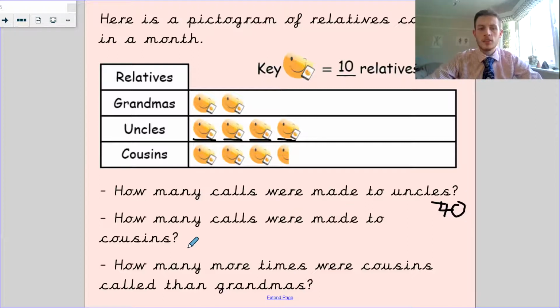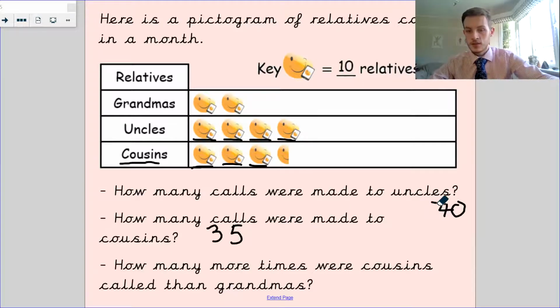How many calls were made to the cousins? So here's cousins. How many calls? 10, 20, 30, oh no, we can't count this 40. Why not? What's wrong with this one? You're right, it's a half. So what is half of 10? Remember, put your fingers up. What's half of 10? Take away half. It's 5. So instead of it being 40, because there's 4 drawings, it's going to be 10, 20, 30, 5. So it's 35 calls. Spot on.